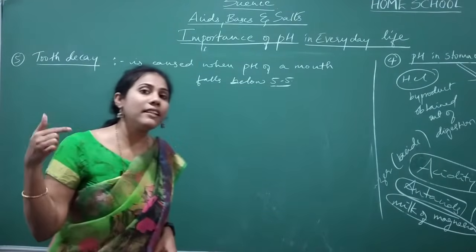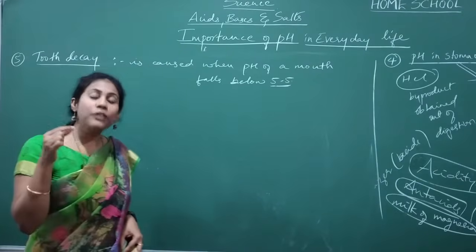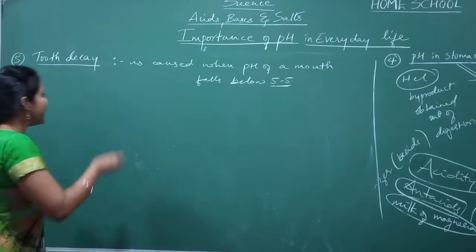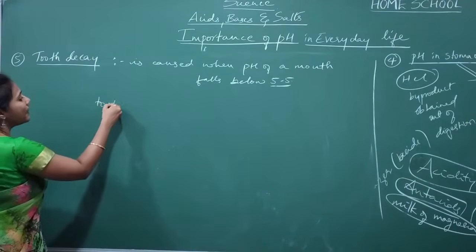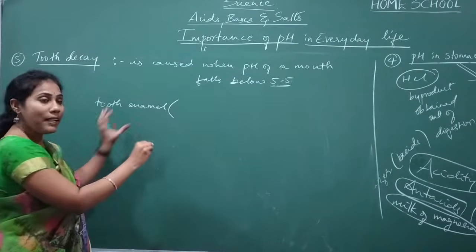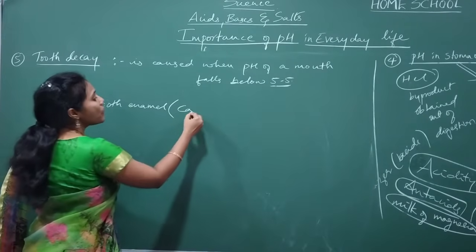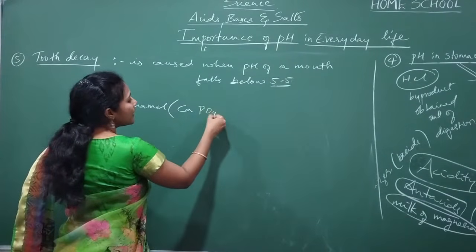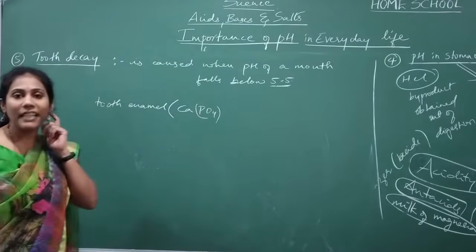Our tooth is white in color. So what is the reason the tooth is white in color? It is mainly because of tooth enamel. Tooth enamel consists of calcium phosphate. Calcium phosphate is the formula of calcium phosphate, correct?